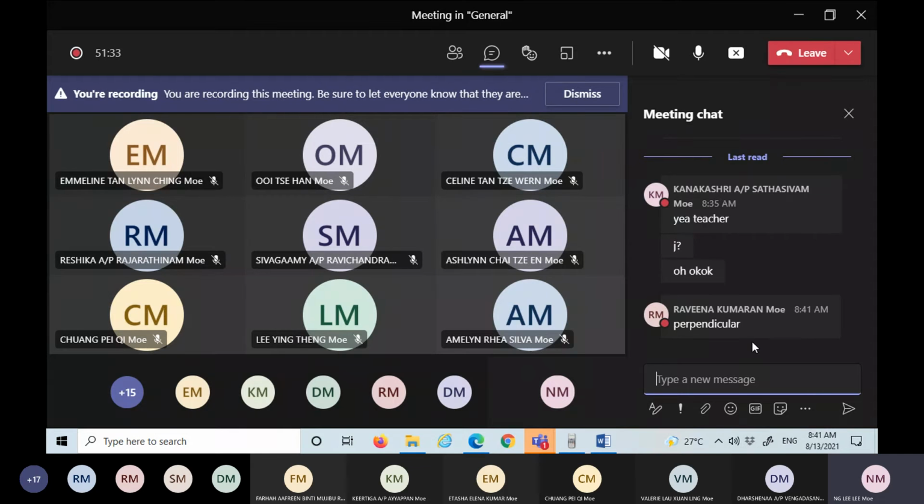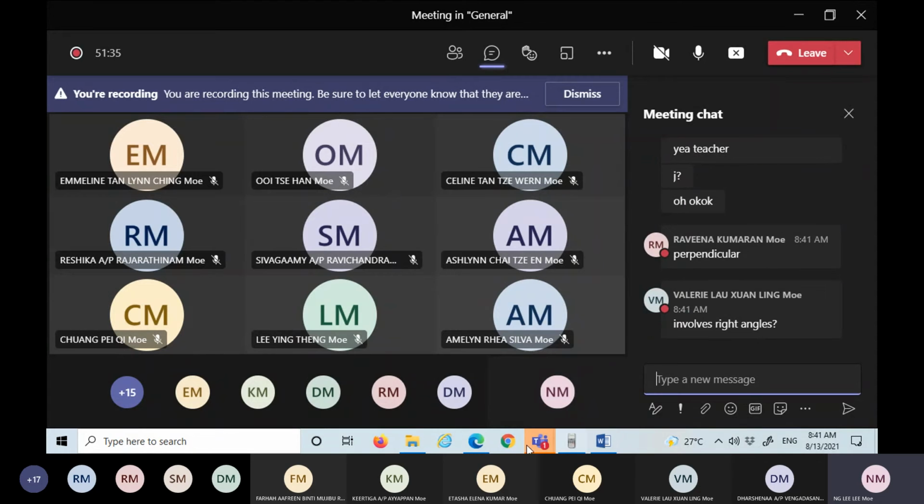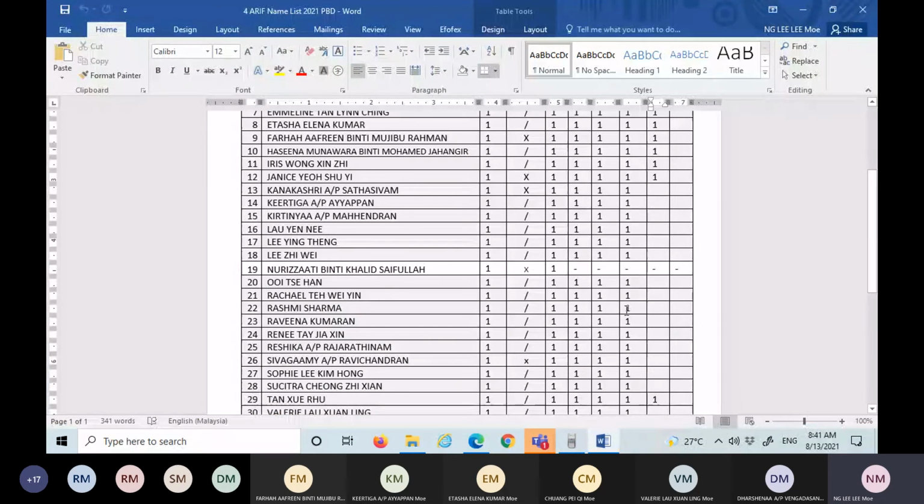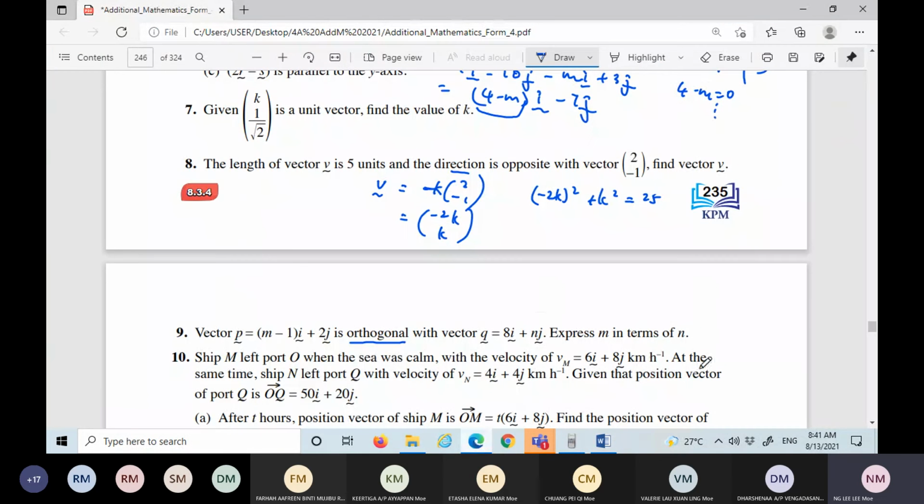Perpendicular. Thank you, Ravina. Perpendicular. So this one means perpendicular, right angles. So this vector and this vector, they make a right angle. They are perpendicular.